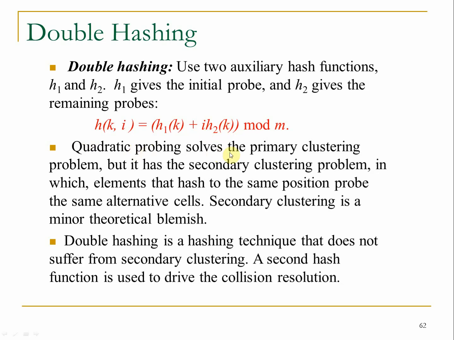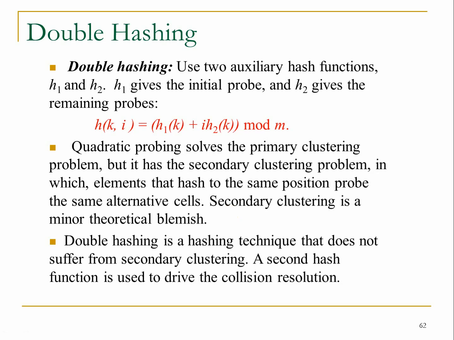So quadratic probing solves the primary cluster problem, as I mentioned, but it has the secondary clustering problem, in which elements that hash to the same home position have the same alternative cells. So in both linear and quadratic probing, once elements hit the same home position, they will follow the same pattern to find the next location. So if many elements hit the same home position, all of them need to follow the same path, and it will slow down the operation. That's why we call this a secondary cluster, and that might reduce the performance.